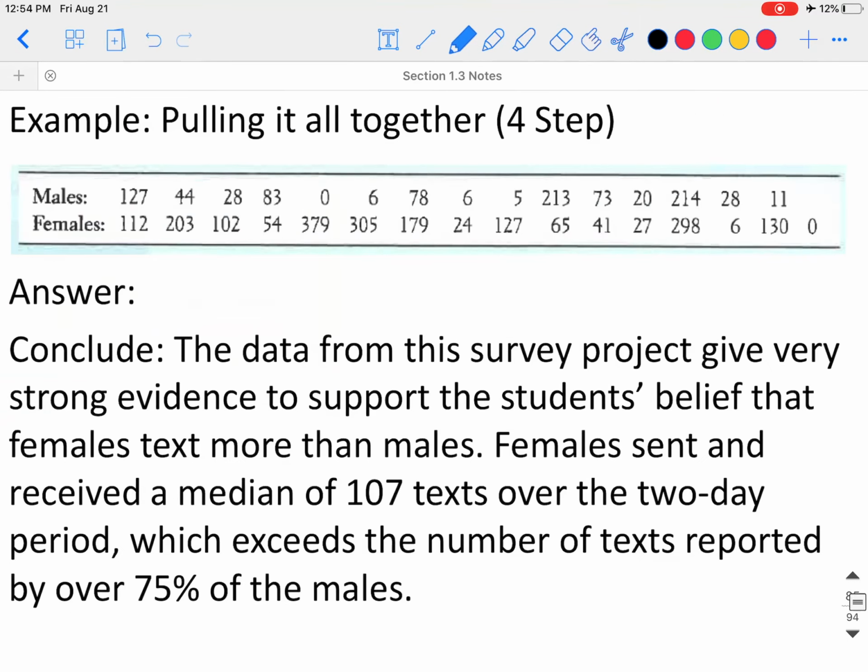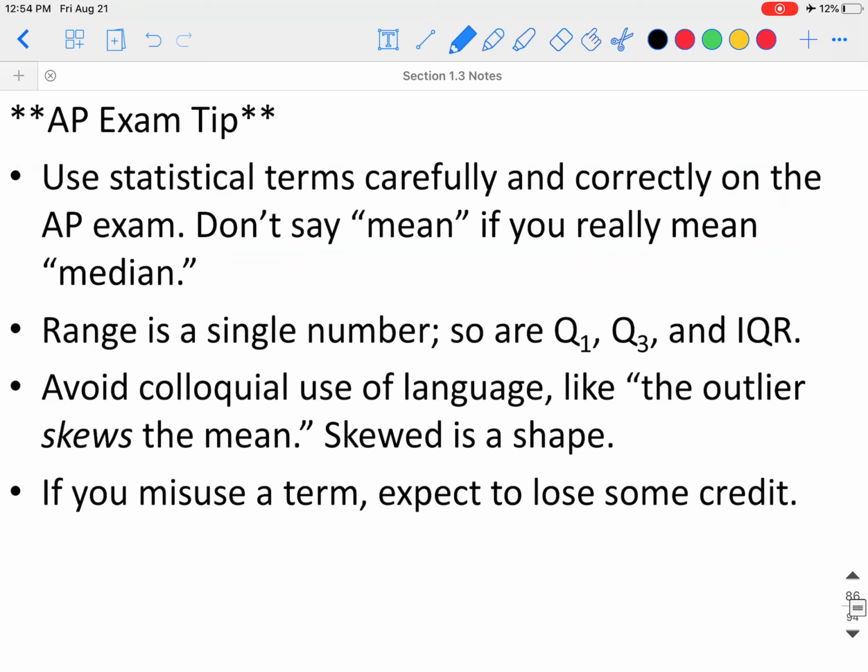So based on this information, we now have to reach a conclusion. And we can conclude that the data from the survey project give very strong evidence to support the students' belief that females text more than males. Females sent and received a median of 107 texts over the 2-day period, which exceeds the number of text messages reported by over 75%, or the Q3 value, of the males.